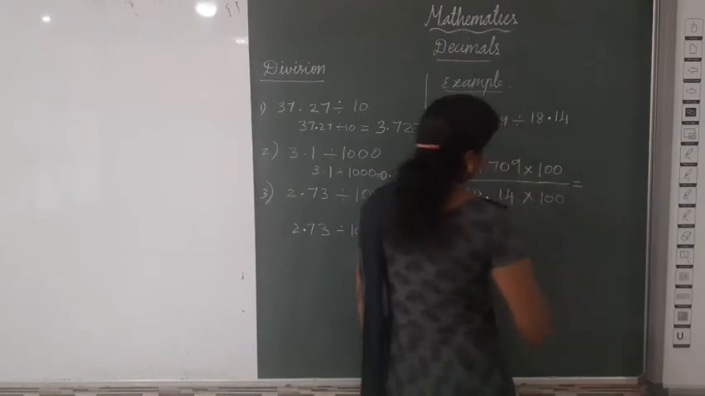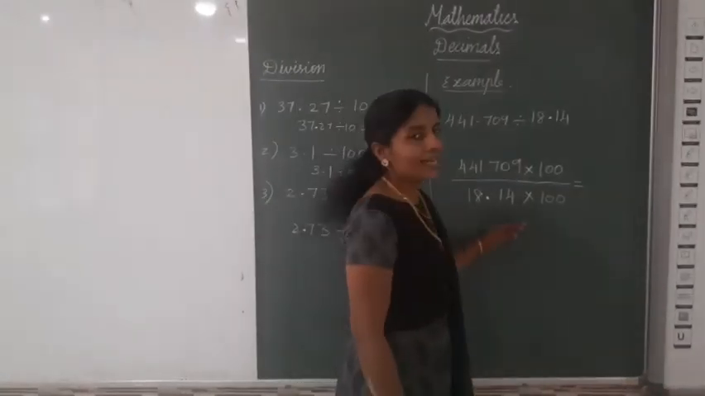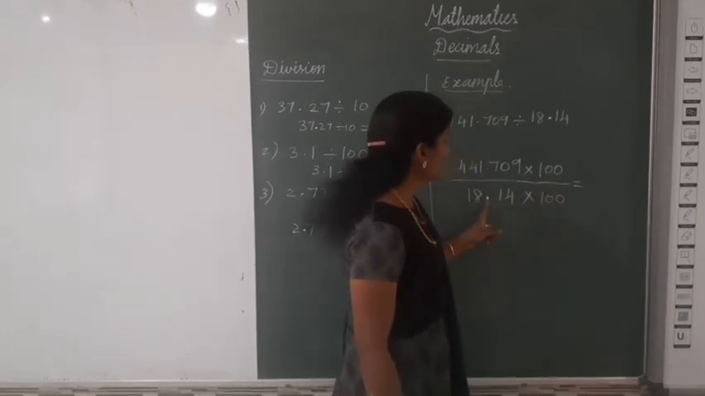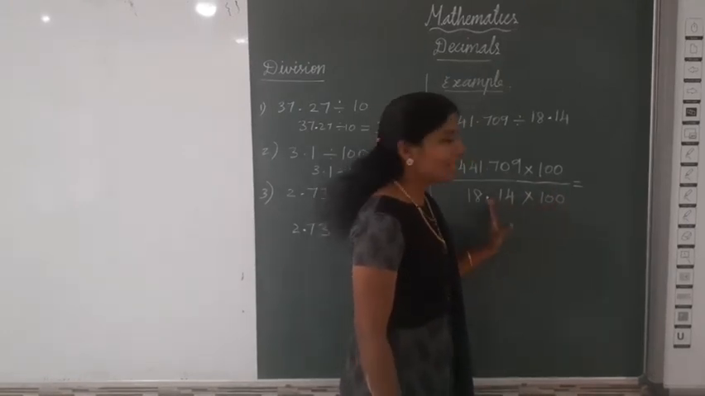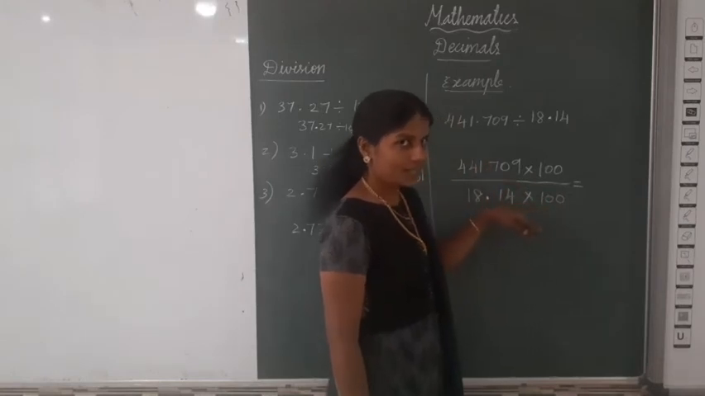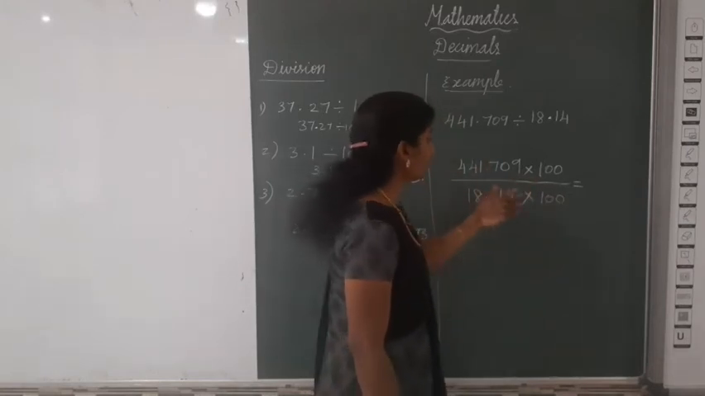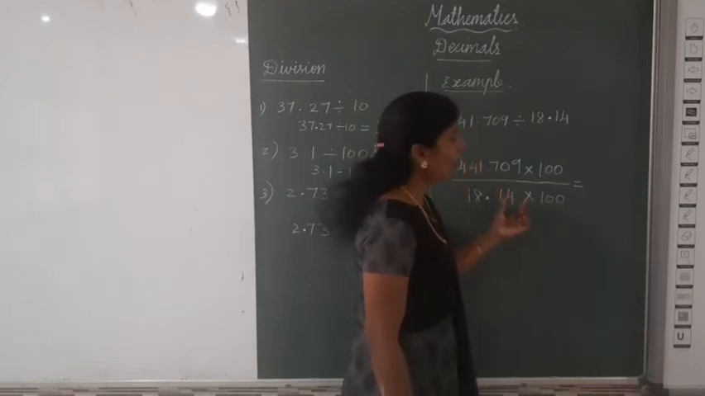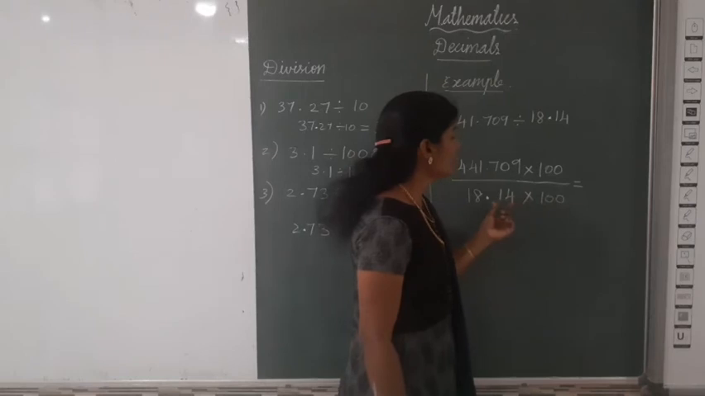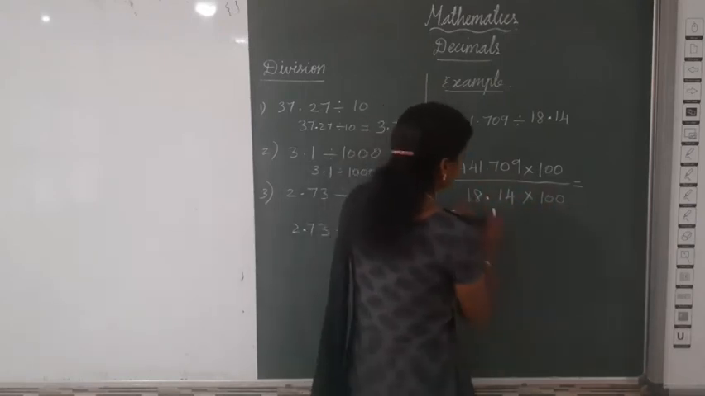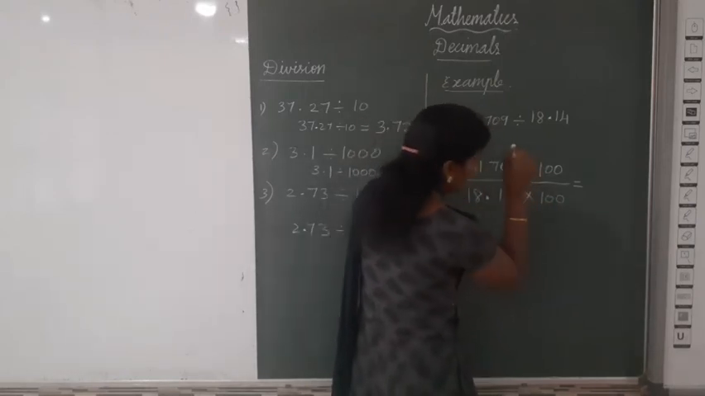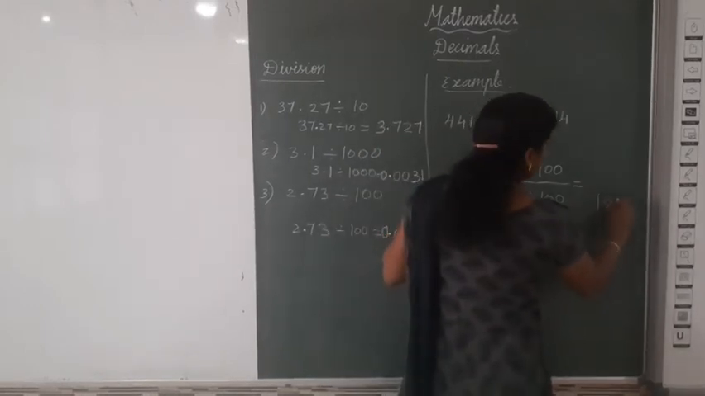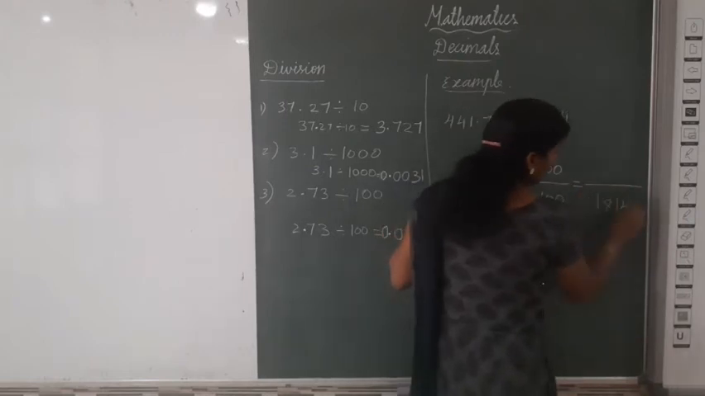Now listen, equal to. Last class we learned, isn't it? Multiply by 100 means move the decimal point 2 places to right. Division means left side. This decimal point, move the decimal point how many places to right? 2 zeros, so 2 places to right. So this decimal point will come here. So what's the answer? 1814. Did you get this whole number?